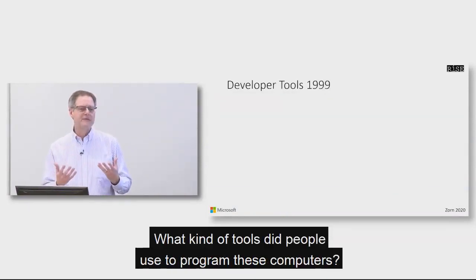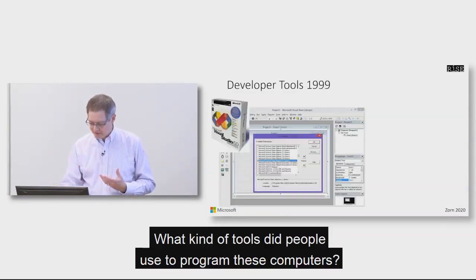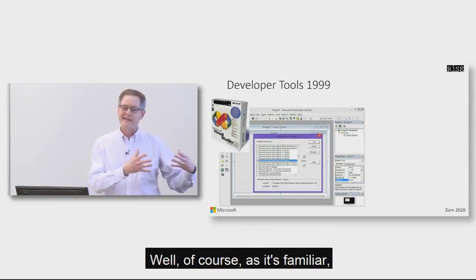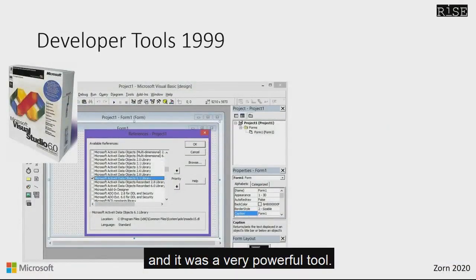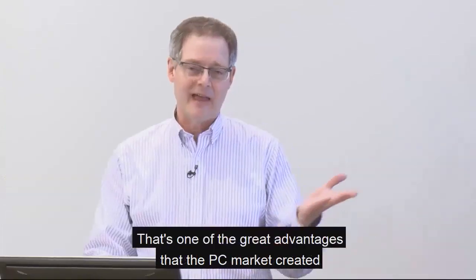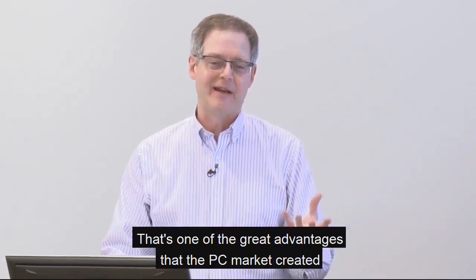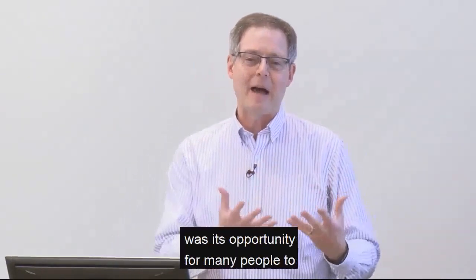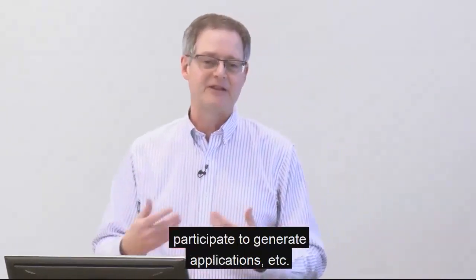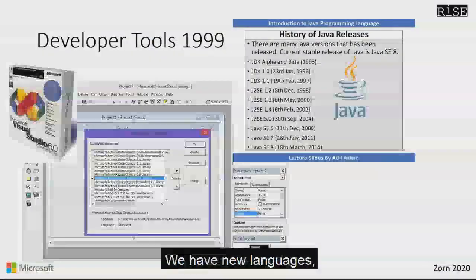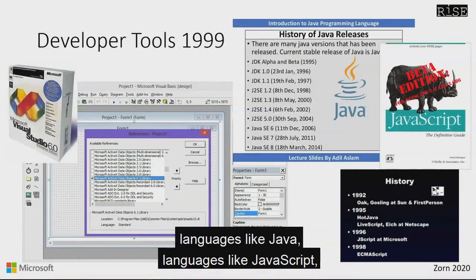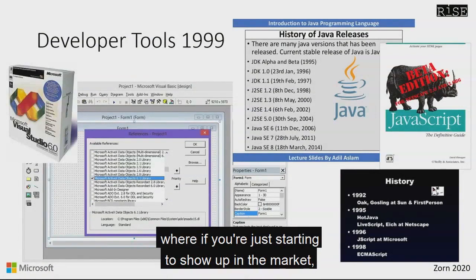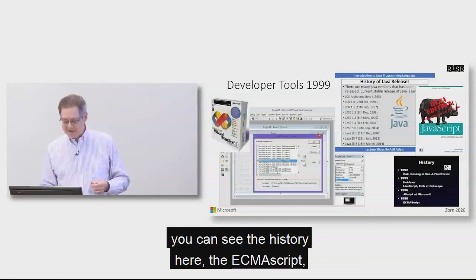What kind of tools did people use to program these computers? Well, of course, as it's familiar, we knew even back then we had Visual Studio, and it was a very powerful tool, and it allowed you to actually build components using Visual Basic, et cetera. That's one of the great advantages that the PC market created, was its opportunity for many people to participate, to generate applications, et cetera. We had new languages, languages like Java, languages like JavaScript, which are just starting to show up in the market. You can see the history here.